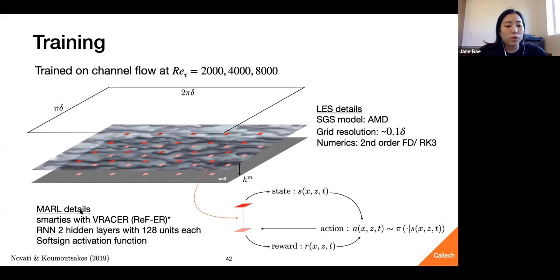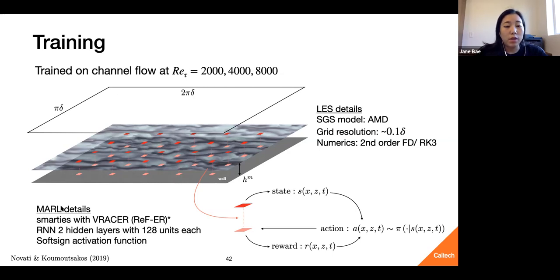For the reinforcement learning part, and this is where the multi-agent part comes in, for each computational grid point on the wall-parallel plane away from the wall, we're going to have an agent. So each computational grid point acts as its individual agent that trains a shared policy. So we have multiple agents training one policy, which is our wall model.